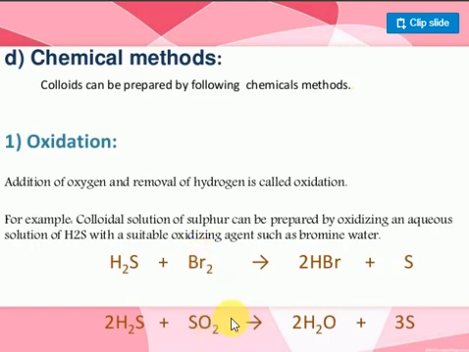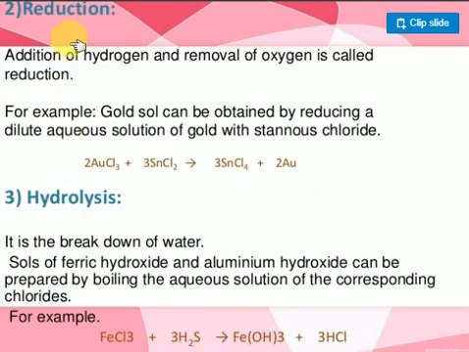When I add sulfur dioxide, these two oxygens are replaced with four hydrogens only. They form a water molecule and leave as sulfur. This dissolved sulfur makes a colloidal solution. That's what is called the oxidation method.